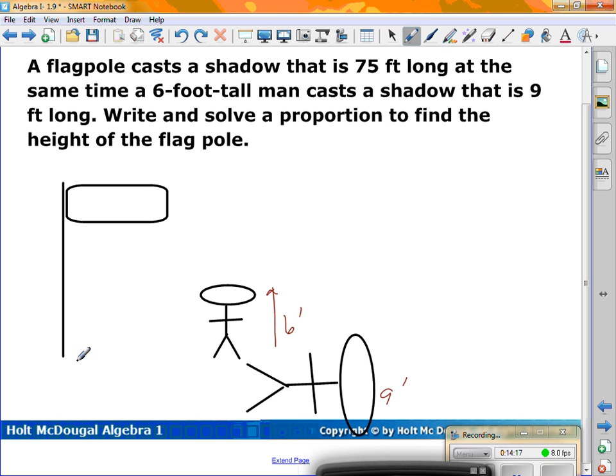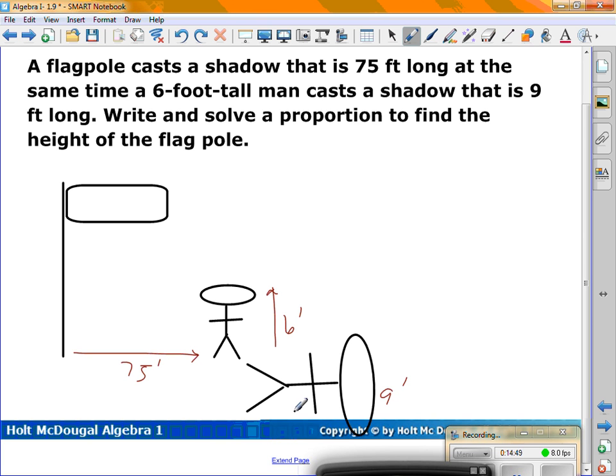The flagpole has a shadow. I'm not going to sit here and clone it and everything. Has a shadow that is 75 feet long. Now, if I ask you to go outside and find out how tall a tree is, it's hard to find out that measurement because you have to go and climb the tree. Same thing with a flagpole. But at the same time of the day, if you take your shadow and you know how tall you are and then measure that item's shadow, you can find out exactly how tall it is.